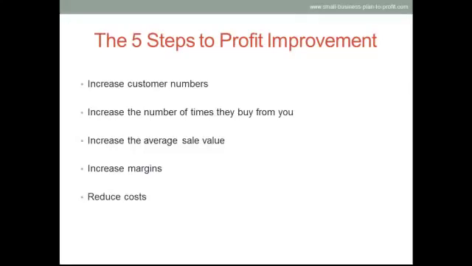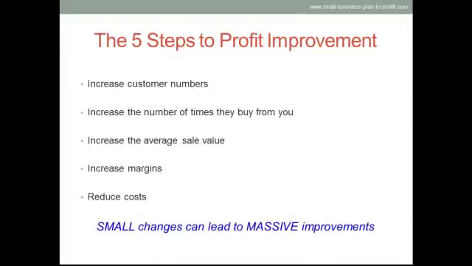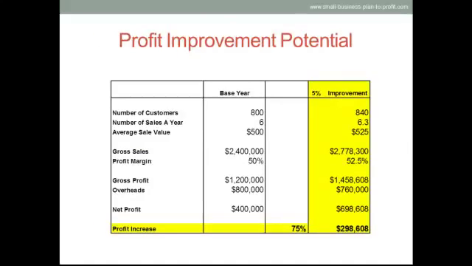So they're the 5 steps that we need to follow through. Increase the number of customers, increase the number of times they buy from you, increase the average sale value of each transaction, increase the profitability of that, and perhaps look at reducing some overheads within the business as well. And as I said at the introduction of this second module, small changes can lead to massive improvements in that bottom line. Let me just show you what I mean on this one.